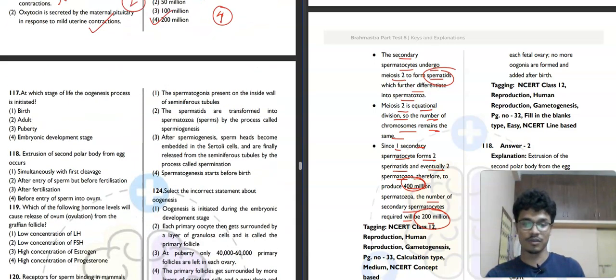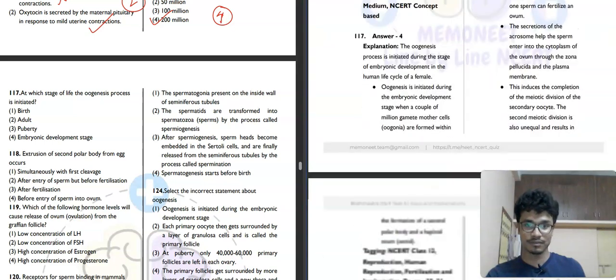Now the next, 117. All the questions are important, but some of the questions are very, very important. You must know the concept of those questions to solve them. It is saying, at which age of life is the oogenesis process initiated? Birth, adult, puberty, or embryonic development stage. So oogenesis starts during the embryonic development stage. So the fourth option will be our correct answer for this question.